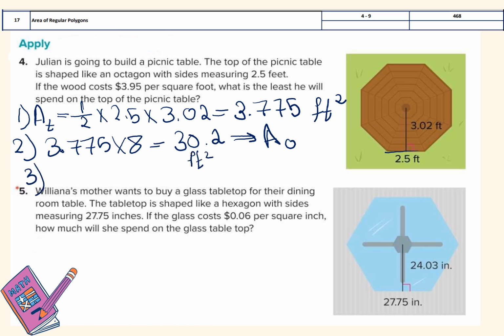Thirdly, let's find the cost. To find the cost, I will multiply the area by the cost of each square foot. So in this case, 3.95 will be multiplied by 30.2. The answer is going to be $119.29. And that's it for question number 4.